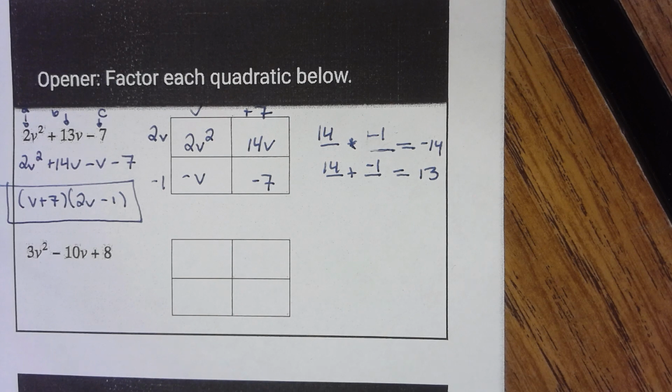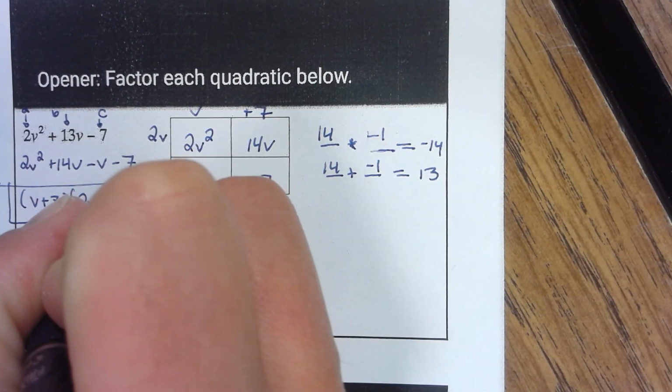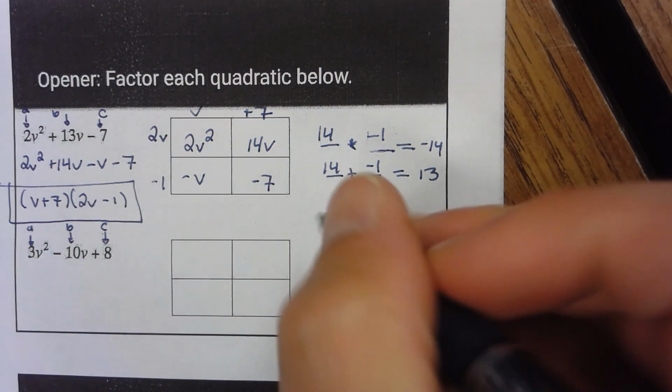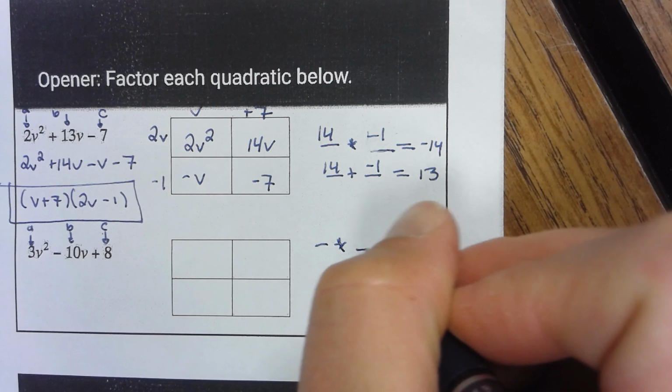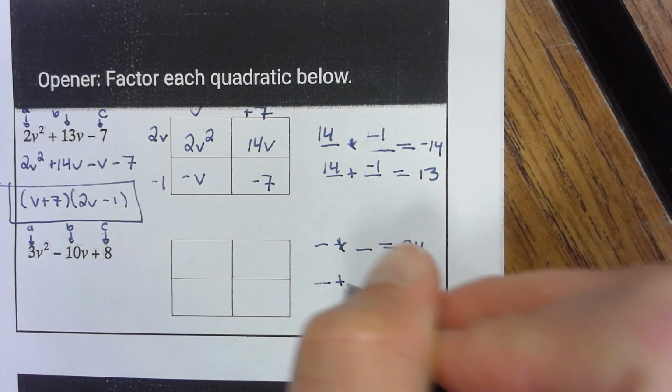All right, last one you're going to hear me go through completely. Once again, I identify the A, B, and C. A is just 3, B is just -10, and C is 8. The numbers we're looking for need to multiply to A times C, which is 24, and they need to add to -10.